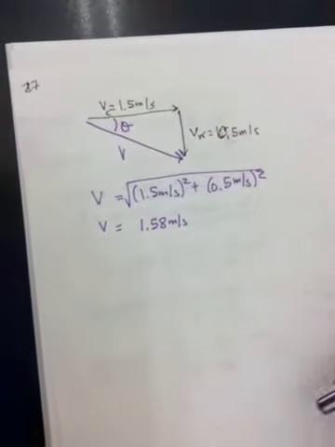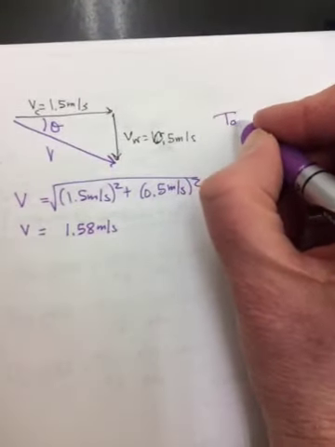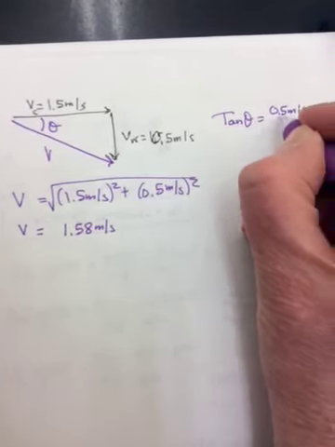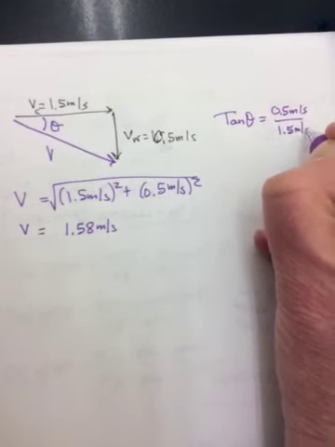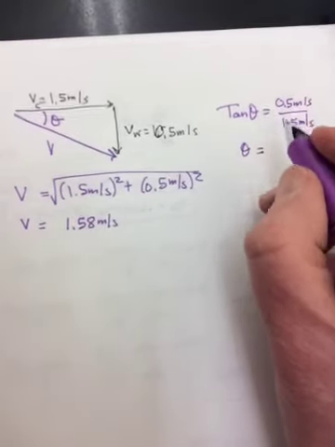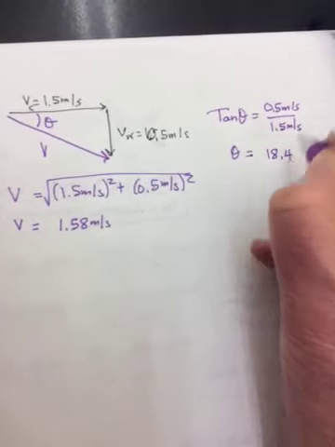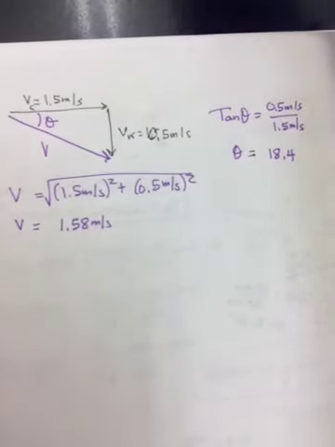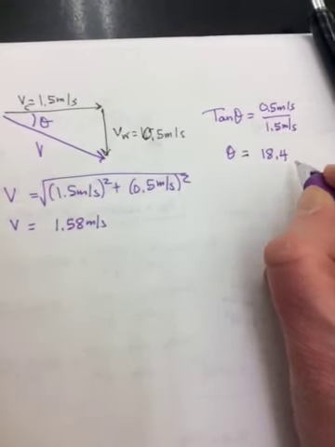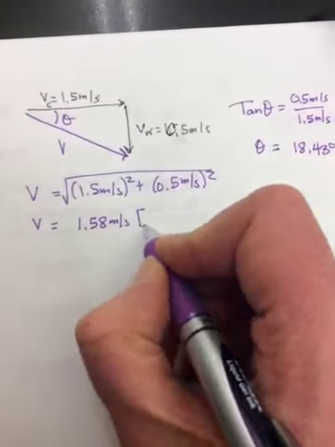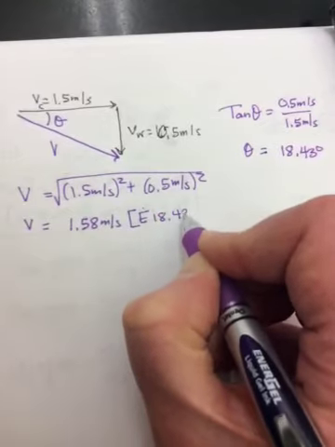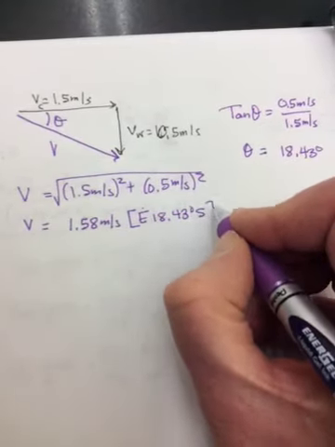Of course, we need an angle. So you have the adjacent side, you have the opposite side, so you would use tan. Tan theta will be equal to 0.5 meters per second over 1.5 meters per second. And you should get a theta of 18.4, I believe. Let me just double check that. 1 over 3 inverse tan. 18.43 degrees. So then we go down here, we go square bracket. First we were going east, 18.43 degrees, turned and went south.